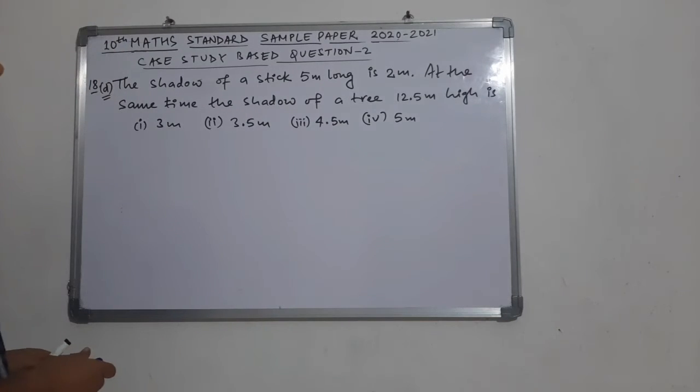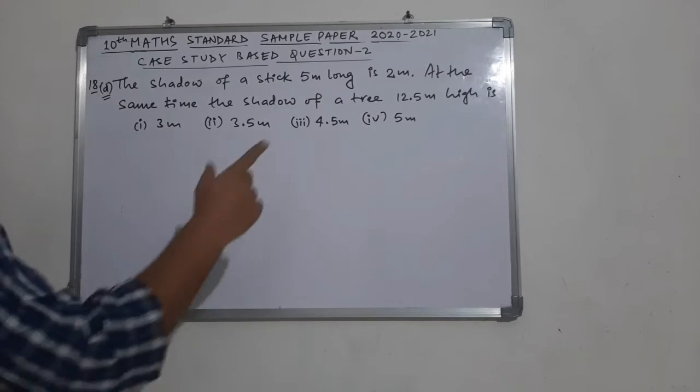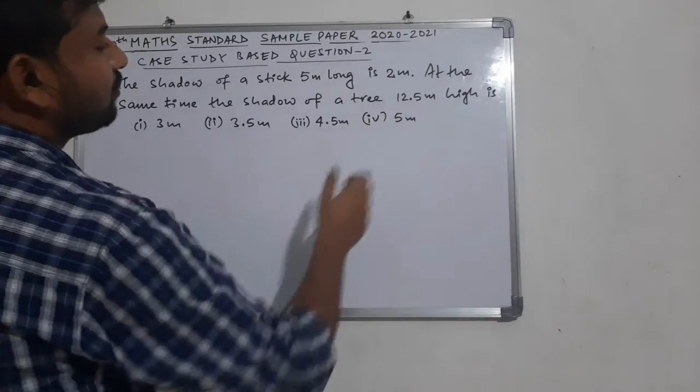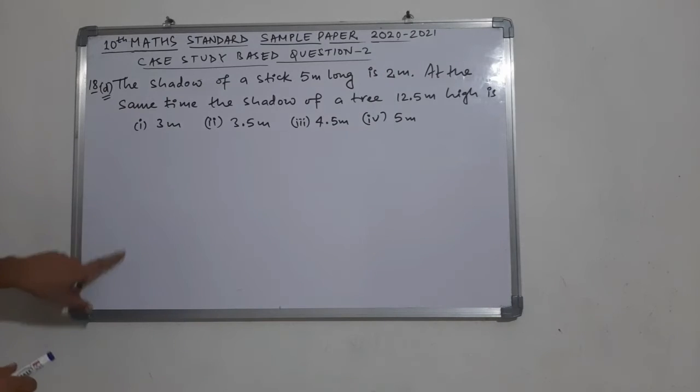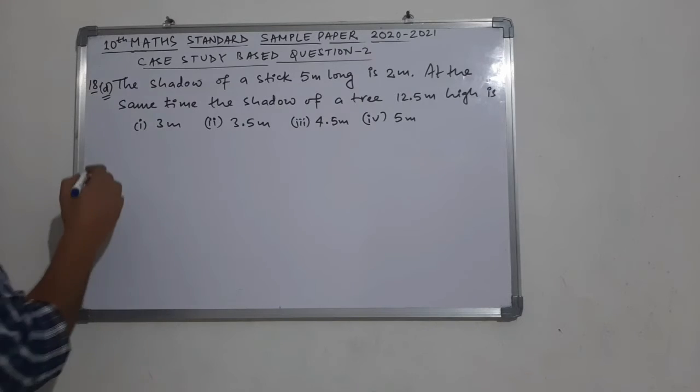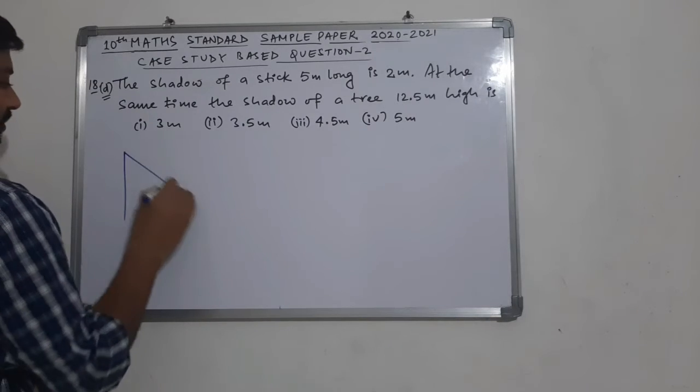At the same time, the shadow of a tree which is having a height of 12.5 meters is, first option is 3 meters, second is 3.5 meters, third is 4.5, and the fourth one is 5 meters. So let us think about this situation.